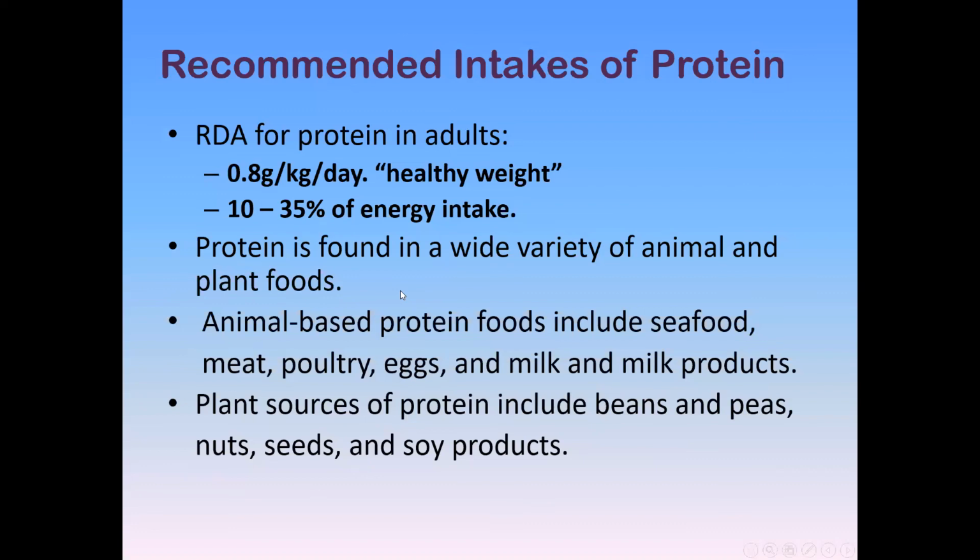Now, for the recommended intake of protein, the RDA is 0.8 grams per kg per day. This is for a healthy weight. When you are underweight, maybe you need more. And when you are overweight, you just need to calculate your ideal body weight or the adjusted body weight, and according to that, you can start calculating your protein requirements. Usually it is 10 to 35% of energy intake.